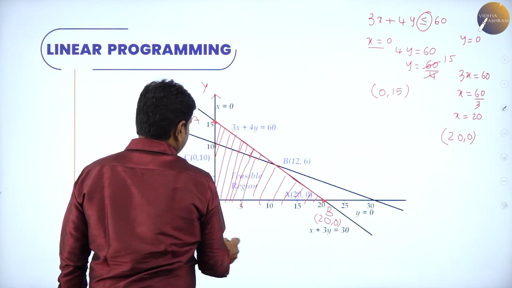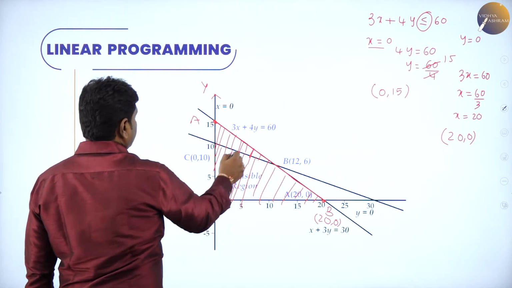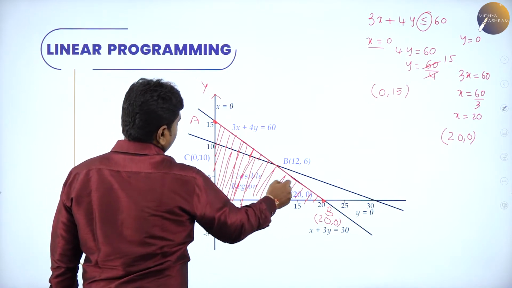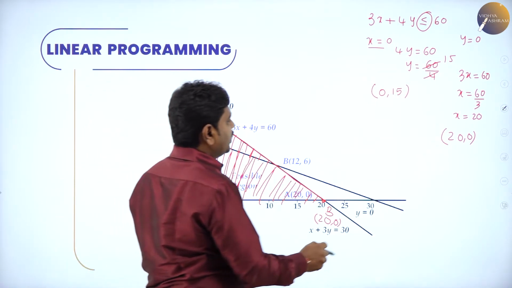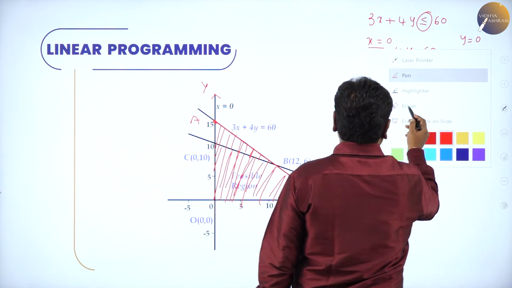Shading goes like this, but you should not go away from the first quadrant, because the shading lies within what quadrant? First quadrant, because x and y both are greater than or equal to 0. Non-negative constraints are there.